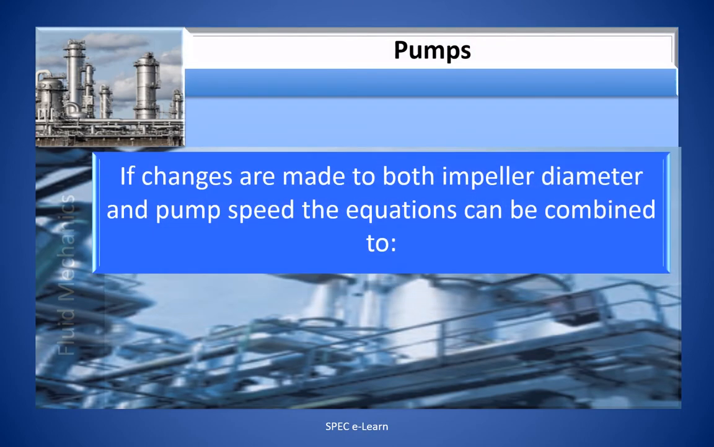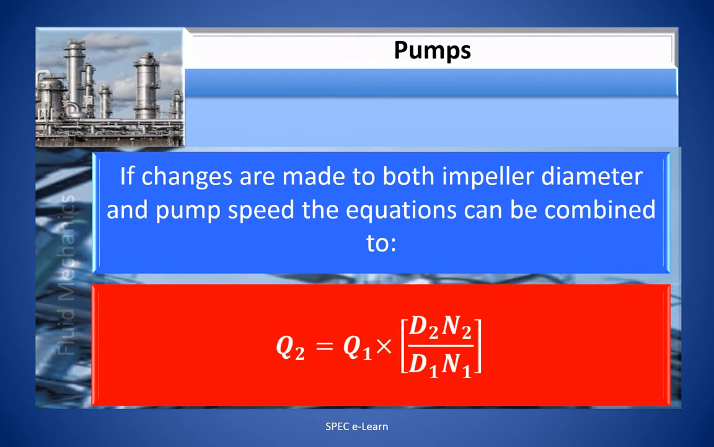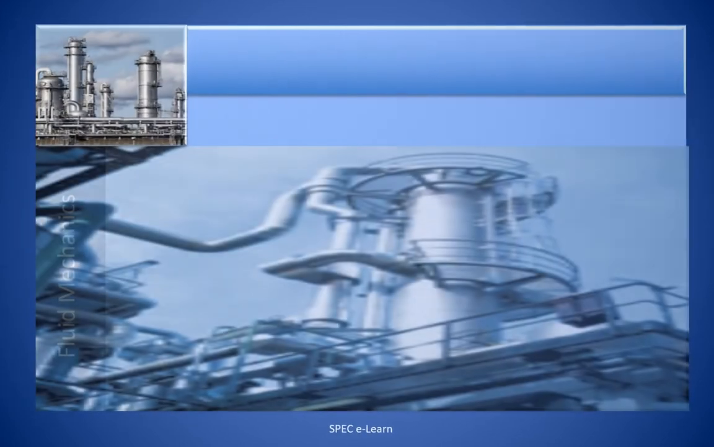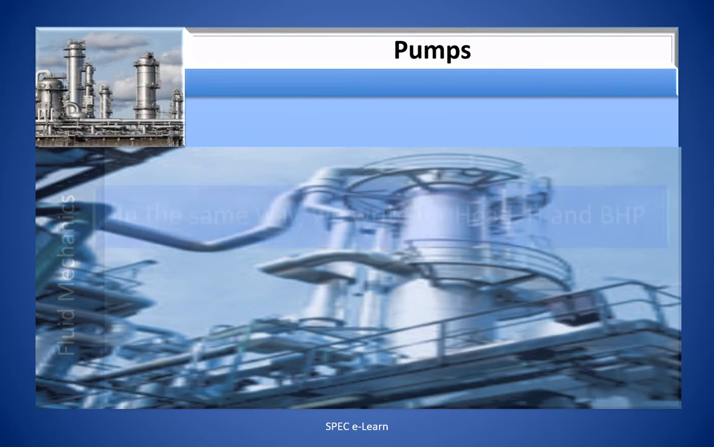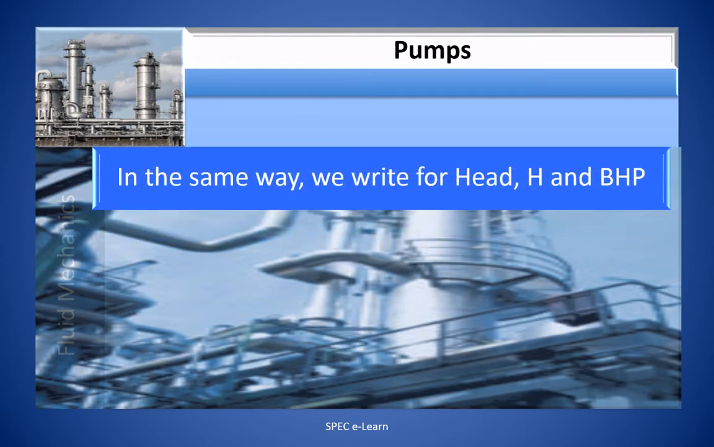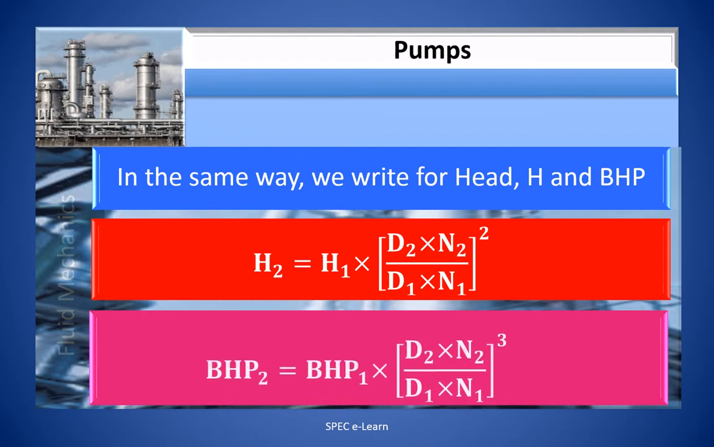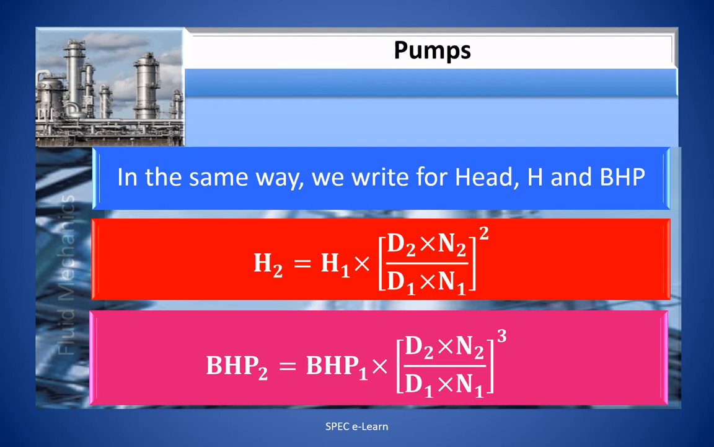If changes are made to both impeller diameter and pump speed, the equations can be combined to give Q2 equal to Q1 times D2 into N2 divided by D1 into N1. In the same way, you write for head H and BHP. H2 equal to H1 times D2 into N2 divided by D1 into N1 squared. BHP2 equal to BHP1 times D2 into N2 divided by D1 into N1 to the power 3.